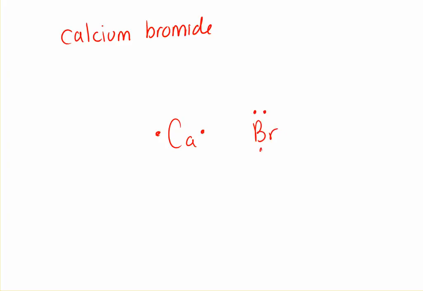Let's draw another Lewis dot structure. This time let's do calcium bromide. And we'll just start with the calcium. Calcium on the periodic table has 2 valence electrons, and bromine is a halogen, it has 7. So what's going to happen is that one of these electrons is going to go over to the bromine to make it bromide, so it'll have its octet.